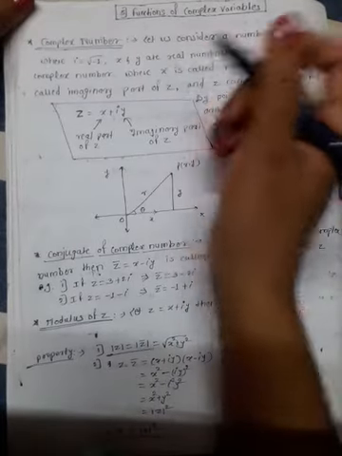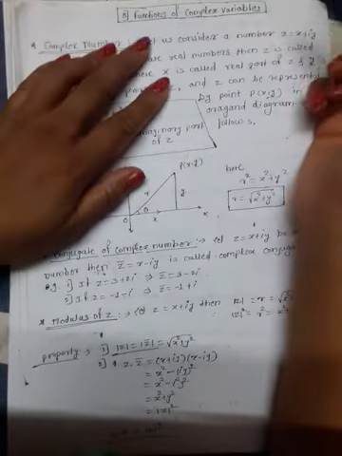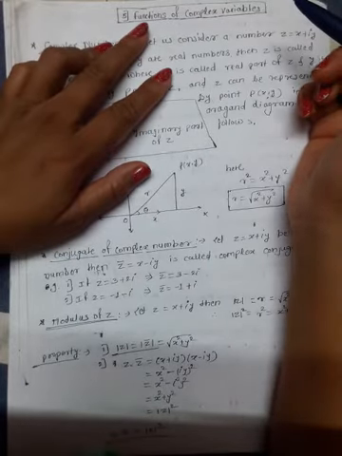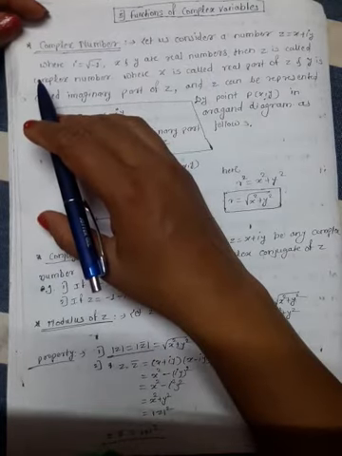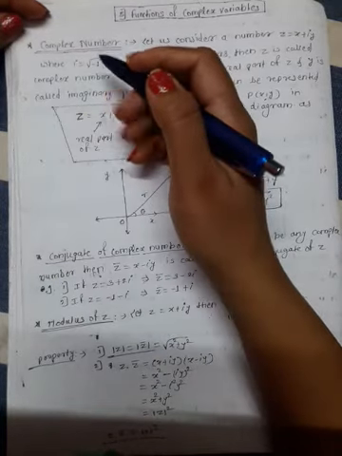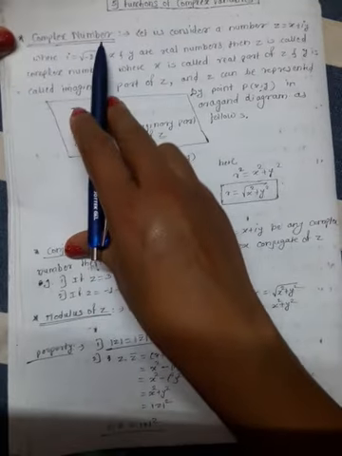Hello everyone, let us see the next chapter. The name of the chapter is the functions of complex variables. This is the fifth chapter we are going to see now. Let us see first some basic things: the complex number.